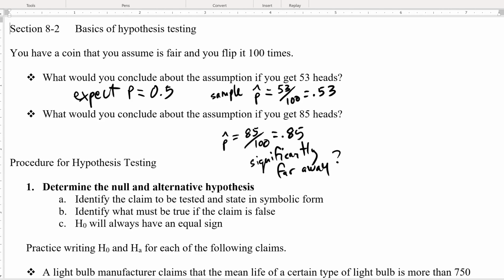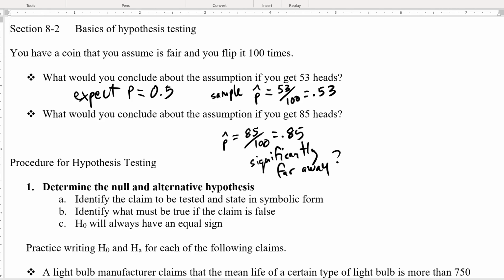Because we thought, well, 0.53 wasn't that bad. What about 0.55? 0.6? 0.65, 0.7. Now I start having people going, that's where you start looking at your coin going, yeah, I don't know about this coin. How am I getting 70 out of 100? At what point do we get far enough away from what we expect for it to be significant? That's the idea of hypothesis testing. And the good news is we have a way of handling it mathematically.